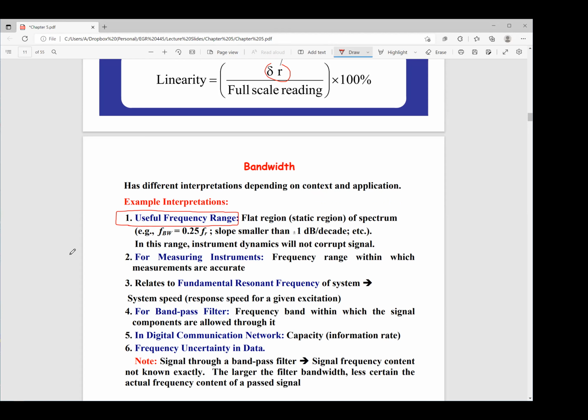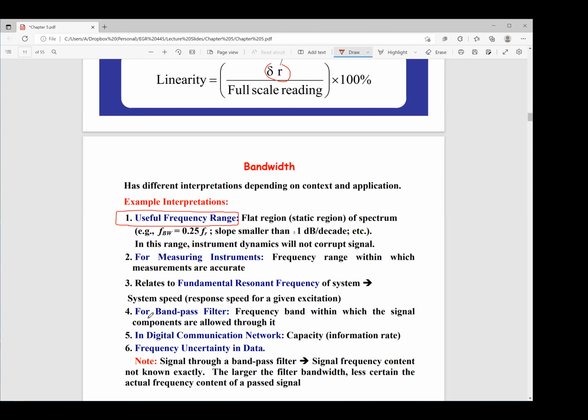Can this sensor be used to measure an input that is changing 10 times a second? Or can this sensor be used to measure an input that is changing 100 times a second? So CPS, or cycles per second, is hertz, and that is the frequency.